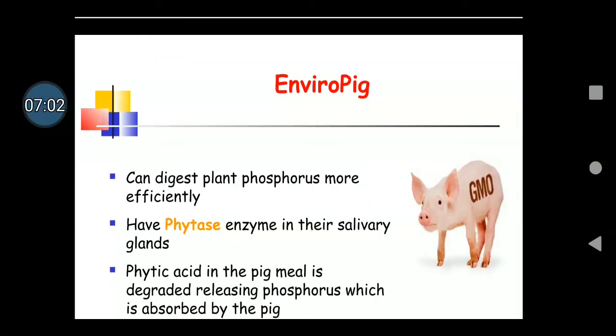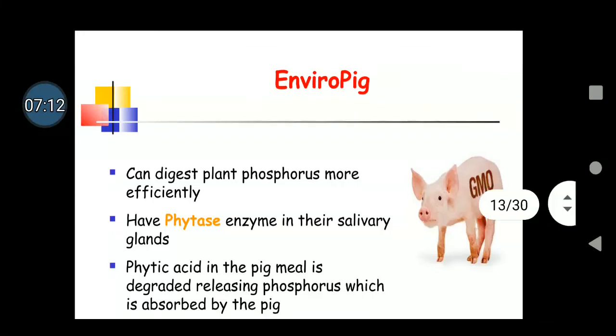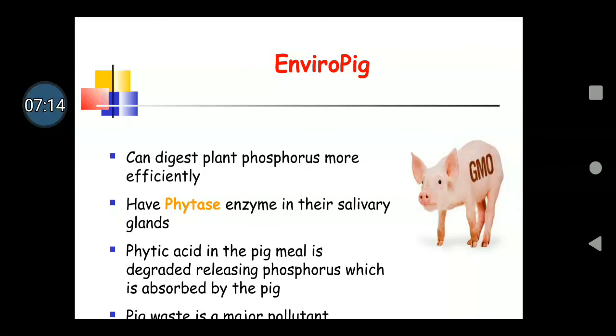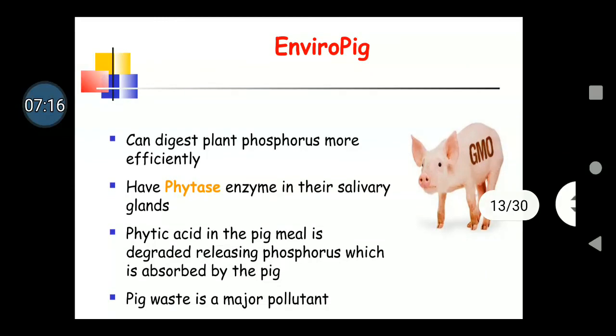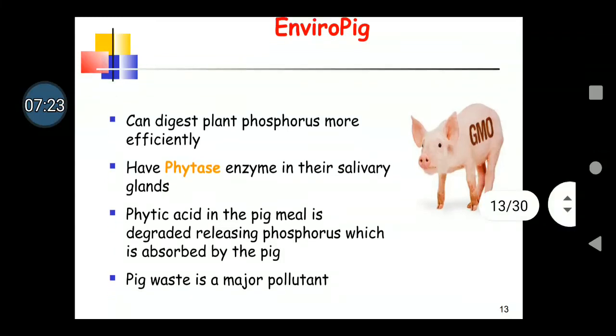The next is EnviroPig. EnviroPig is a genetically modified pig. It can digest plant phosphorus more efficiently. It has the enzyme phytase in its salivary glands. The phytic acid in the pig meal is degraded to release the phosphorus, which is absorbed by the pig. Pig waste is the major pollutant.